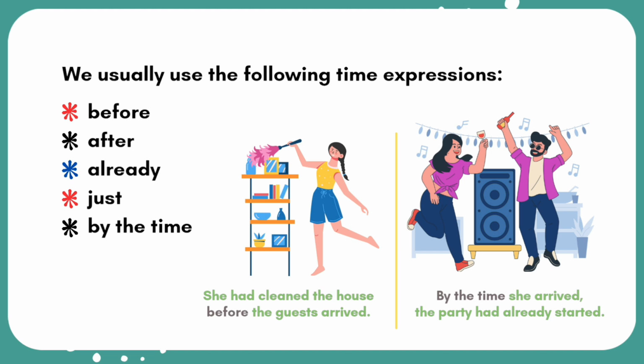We usually use the following time expressions: before, after, already, just, and by the time. For example, she had cleaned the house before the guests arrived. Second example is, by the time she arrived, the party had already started.